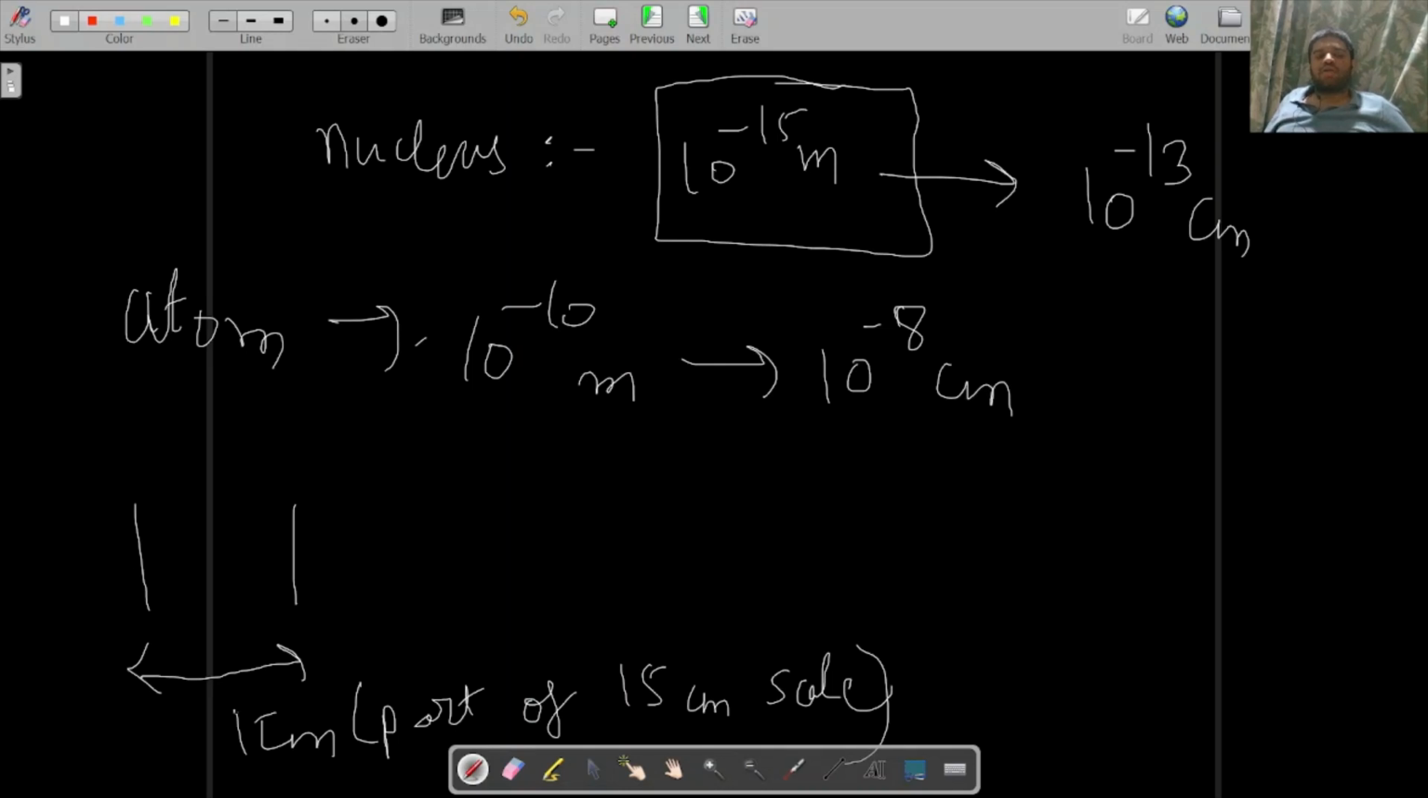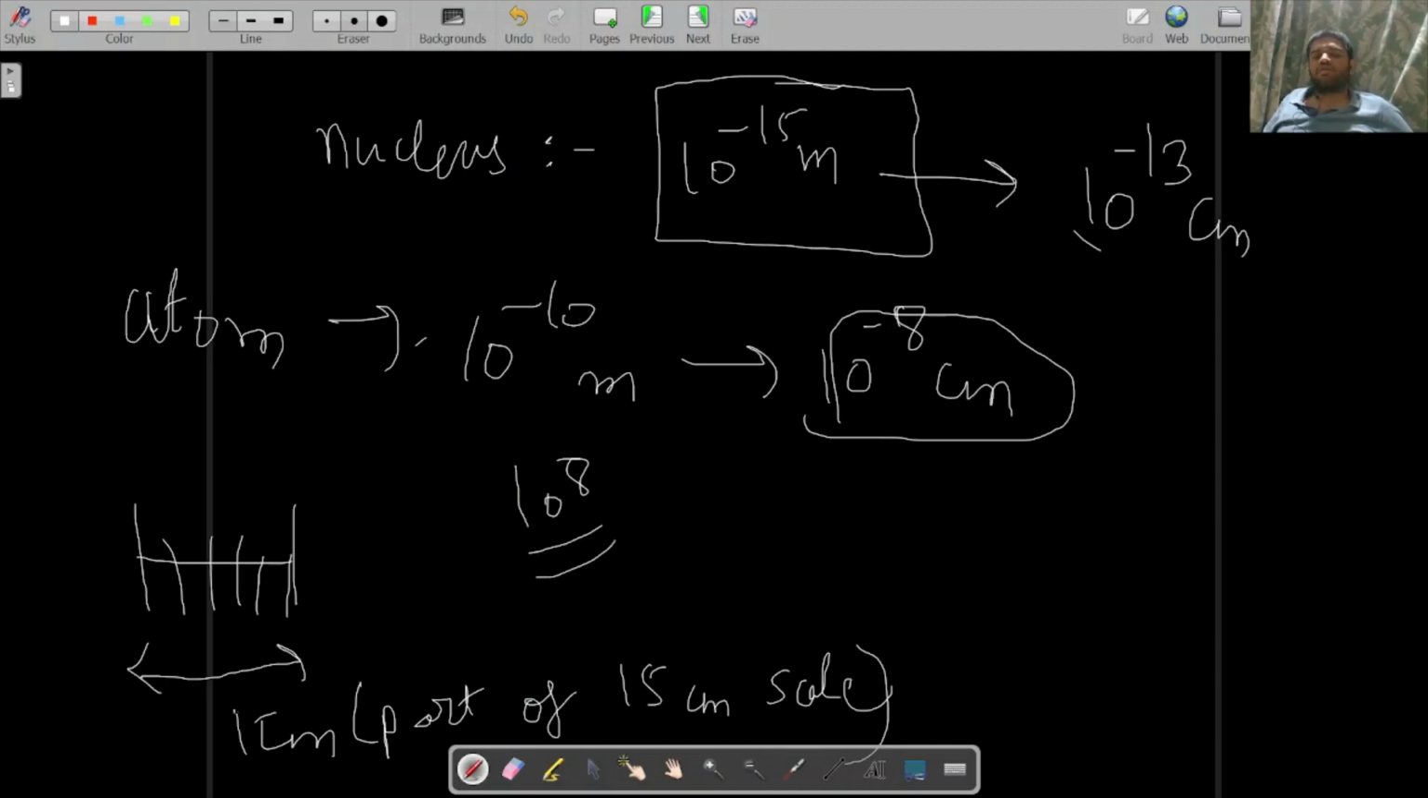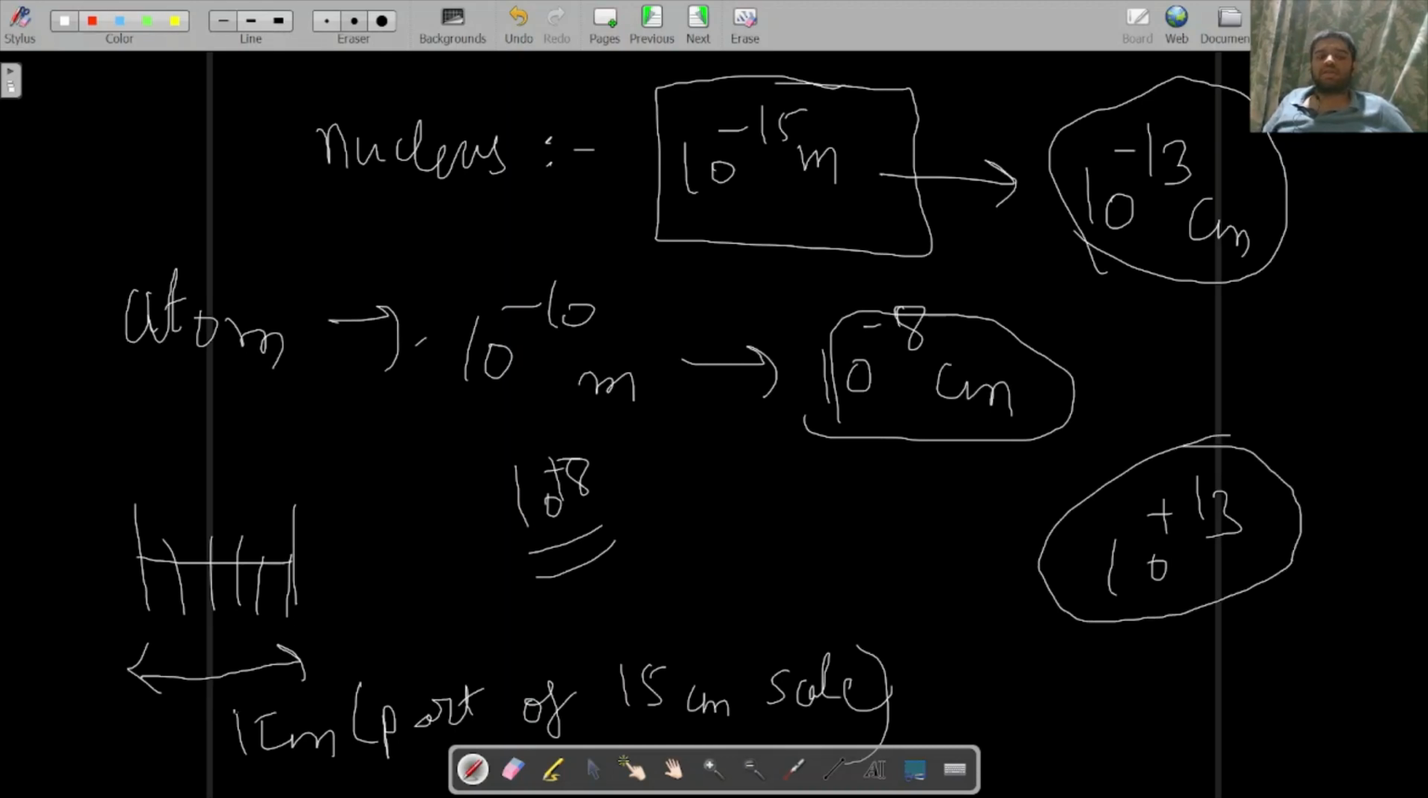Now for the atom, how many parts had I made? 10 to the power 8 parts I had made. This area was divided into 10 to the power 8 parts for the atom. Now for the nucleus you will have to divide it into how many parts? 10 to the power plus 13 parts. Here I had divided into 10 to the power 8 parts, and for the nucleus you will have to divide into 10 to the power 13 parts. So what is 10 to the power 13 parts? This many parts you must make: 1, 2, 3, 4, 5, 6, 7, 8, 9, 10, 11, 12, and this 13.